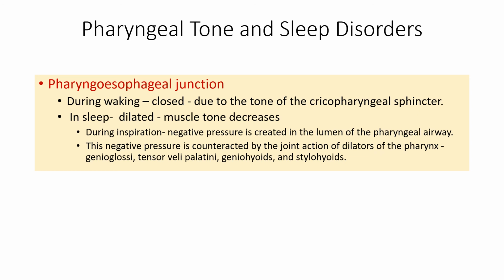During inspiration, there is negative pressure in the lumen of the pharyngeal airway. This negative pressure is counteracted by the joint action of the dilators of the pharynx, that is the genioglossi, the tensor veli palatini muscles, the geniohyoids and stylohyoids.